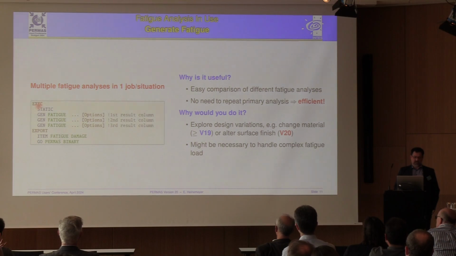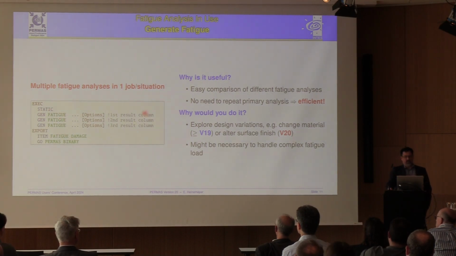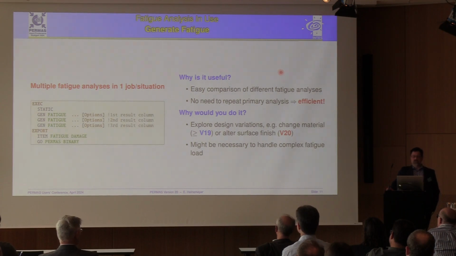Down here you see an example where we're doing one static analysis followed by 3 fatigue analyses. Each of these fatigue analyses will, in this case, give you a new result column. The question you may ask is, why is this useful? Our motivation was that it's easy to compare different fatigue analyses, and especially if it's done within the same task bracket, you do not need to repeat the primary analysis, so it's rather efficient. Then the question, of course, arises, why would you want to do this?